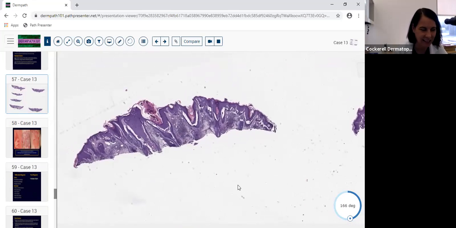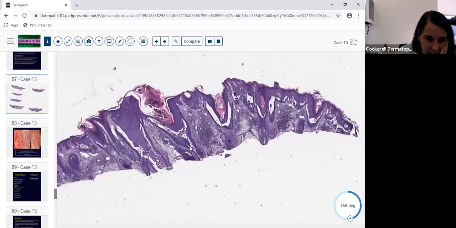This is the next case. It's case 13, lucky 13. Not to diverge, but 13 is a lucky number for me. So hopefully this will be a nice, easy case.